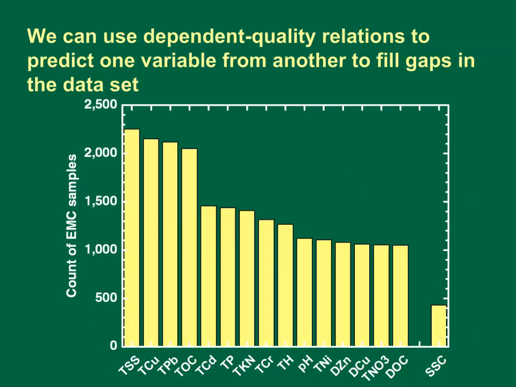This graph shows the number of samples by constituent in the highway runoff database. We can use dependent quality relations to predict one variable with little data from another which may have much more data. For example, the USGS and other researchers have indicated that the total suspended solids method is a fundamentally unreliable measure of sediment in runoff and receiving waters. These studies indicate that suspended sediment concentration is much more robust.